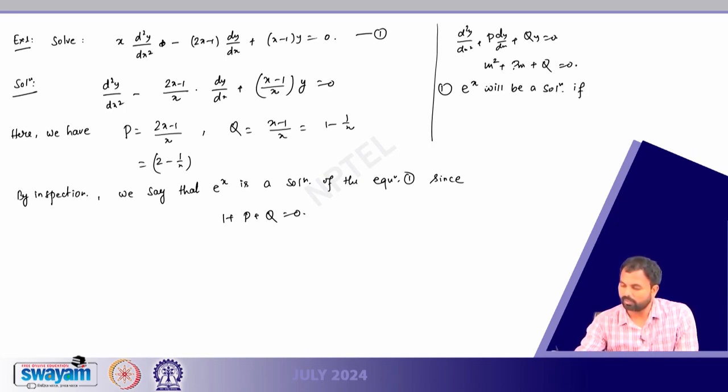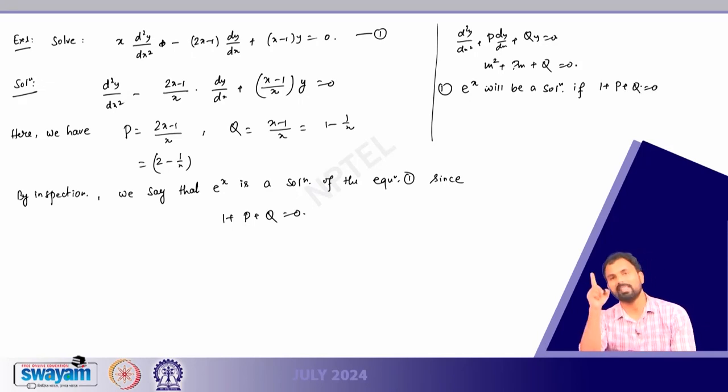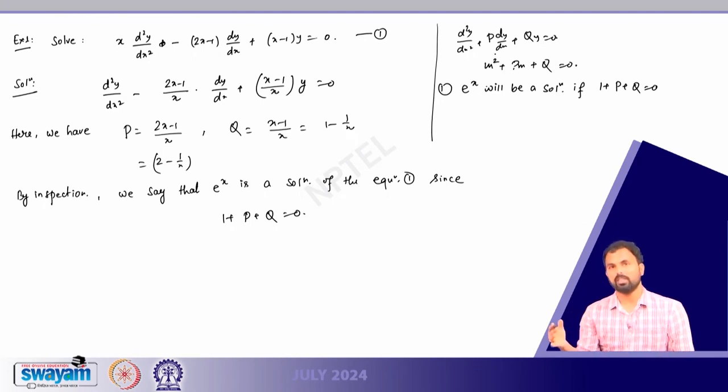if 1 plus p plus q equals 0, that means by taking m equals 1, what we will get is 1 plus capital P plus capital Q equals 0. So, this tells us that whatever p and q are given to us, or by dividing whatever form we are putting into, e to the power x will always be a solution of that ODE, as long as the condition 1 plus p plus q equals 0 is satisfied.